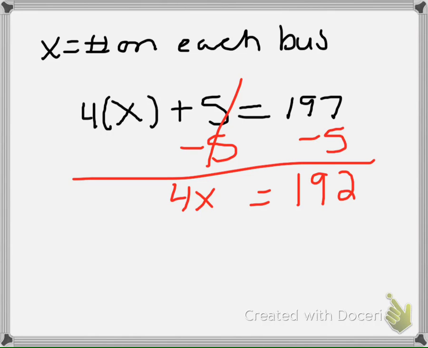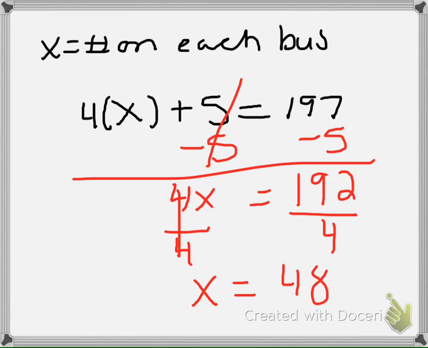And then the opposite of multiplication is division. And so I'm going to end up dividing on both sides by 4. And 4 divided by 4 is 1, so I just have an x. And 192 divided by 4 is 48. That means that each bus had 48 students on it.